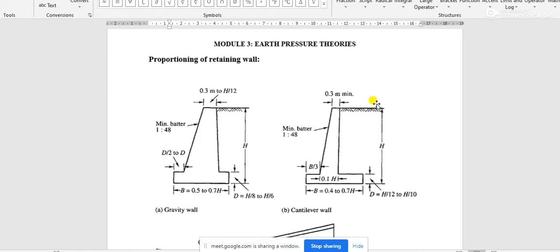First of all, you have to consider h by visiting the site. That means you have to note how much height of backfill soil is there at the site, and that should be the height of the retaining wall in both cases. Okay, now the slab thickness range is h by 12 to h by 10 for cantilever retaining wall, and h by 8 to h by 6 for gravity retaining wall.